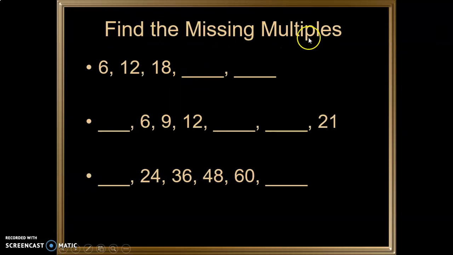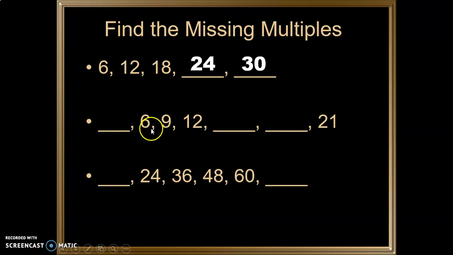So find the missing multiples. This is 6, 12, 18. So what is the next number? Very good. It's 24. Next number is 30. Very good.